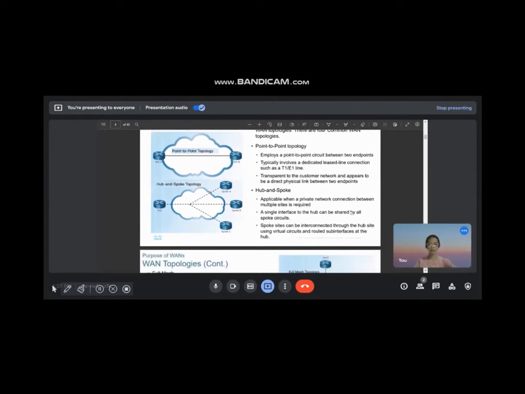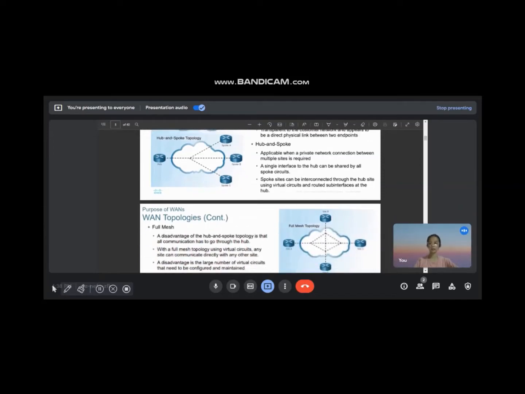Next is the hub and spoke. One physical site acts as the hub, for example the main office, while other physical sites act as spokes. Spoke sites are connected to each other via the hub site. It is applicable when a private network connection between multiple sites is required. A single interface to the hub can be shared by all spoke circuits. Spoke sites can be interconnected through the hub site using virtual circuits and routed sub-interfaces at the hub.